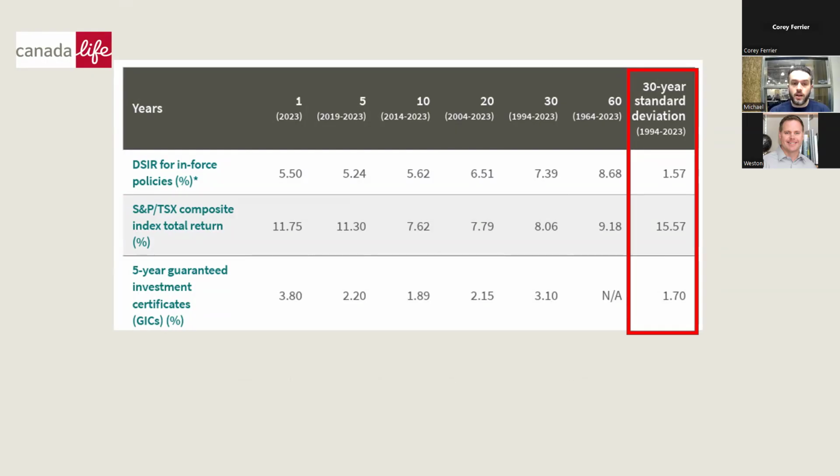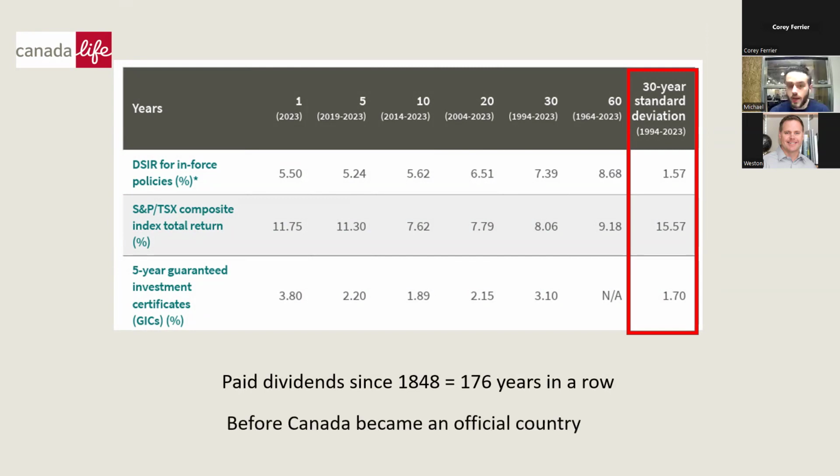But what I find interesting with Canada Life is, of course, they've paid dividends since 1848, so almost 177 years this year. And a cool fact is that they've been paying dividends before Canada became an official country. So they've never missed. The longest standing, biggest par fund by far. It's north of 50 billion now, I think. But again, the performance is very stable.